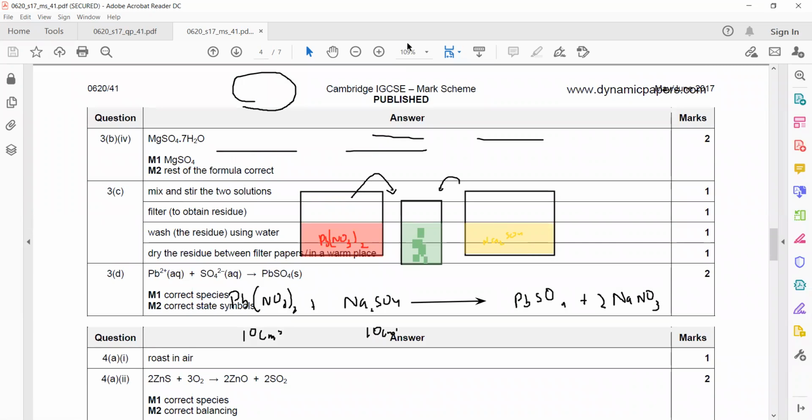So what we did, we mix and stir the two solutions. We filter because we want to remove this precipitate, and we can wash the residue. Why do we wash this? Because we already know it's insoluble. So if any trace of solution is there on this solid, it will be removed, and then we can dry this solid by using a filter paper.